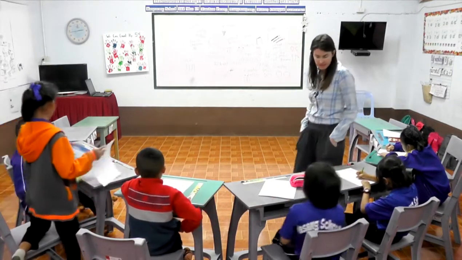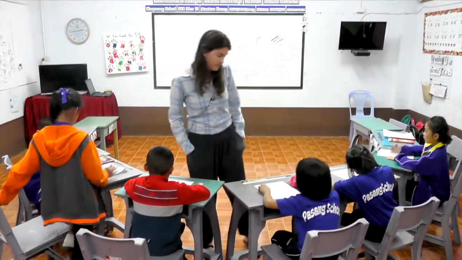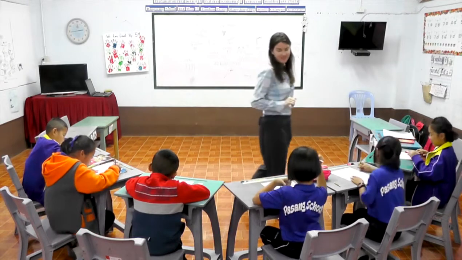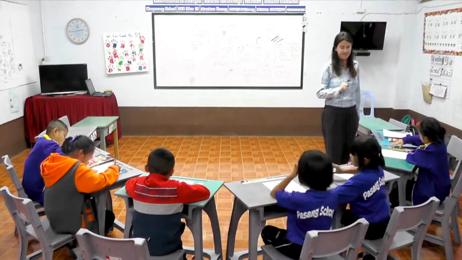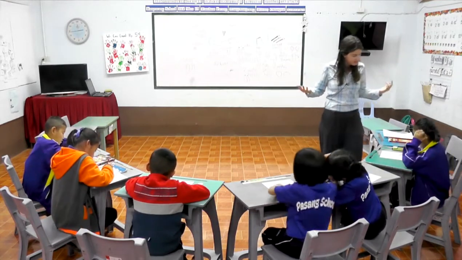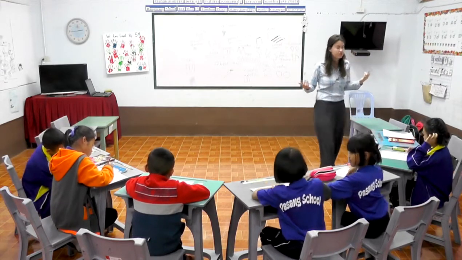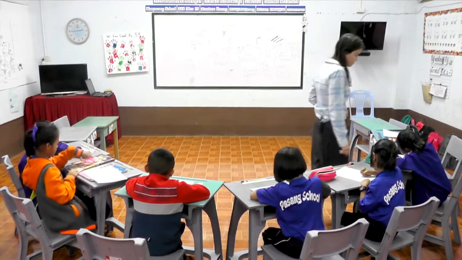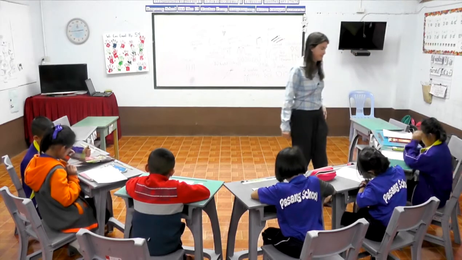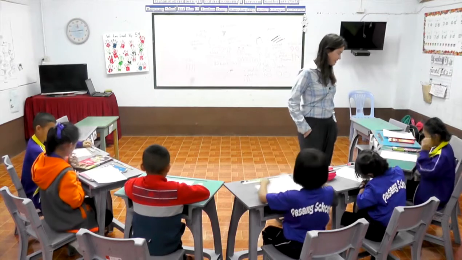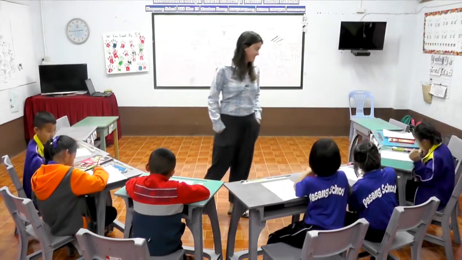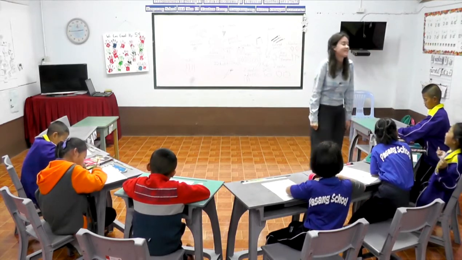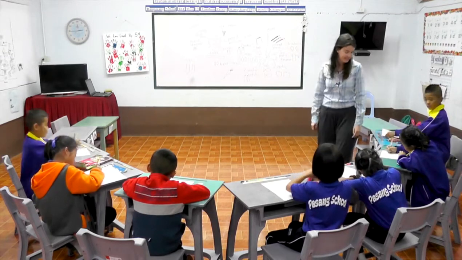Pearl, what can you buy for 20 baht? I can buy a book for 20 baht. Great job using that whole sentence. What can you buy for 5 baht? One ice cream for 5 baht. Very nice. What can you buy for 20 baht? Can buy shoes for 20 baht. Very cool. What can you buy for 5 baht? I can buy a candy for 5 baht. Great job using the whole sentence. What kind of candy? Potato candy. Very nice. Sounds delicious.